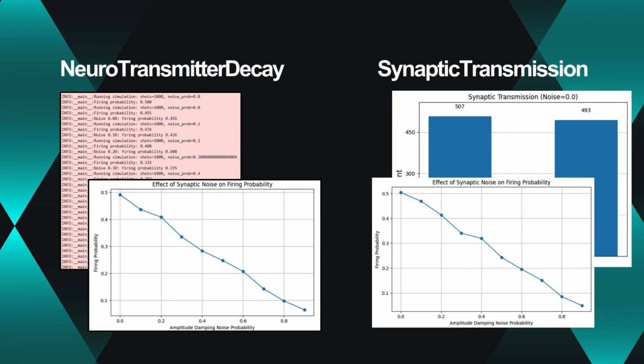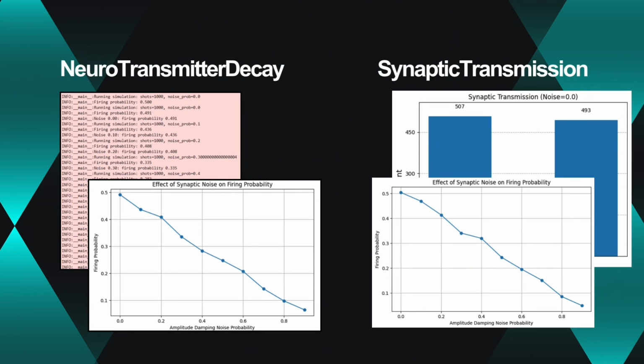So now let's look at the third file, the neurotransmitter decay file. Essentially, it applies amplitude damping noise, which mimics the actual process of neurotransmitter decay in the brain that we all experience. This is commonly modeled when a neuron loses its ability to send signals properly, oftentimes due to fatigue, aging, or damage. And as the noise level increases, the neuron becomes less likely to fire, and the plots and charts show this decay visually.